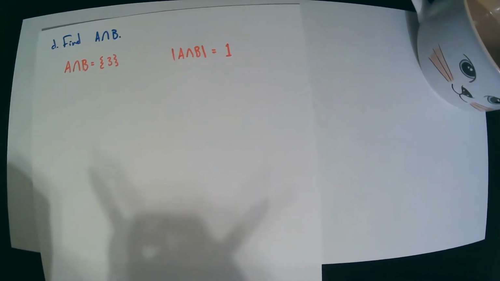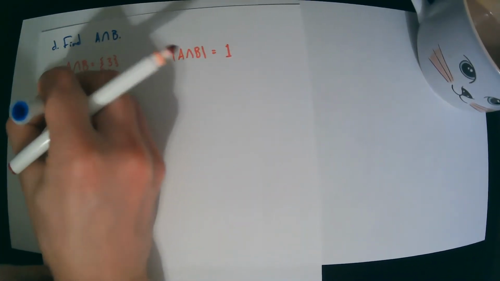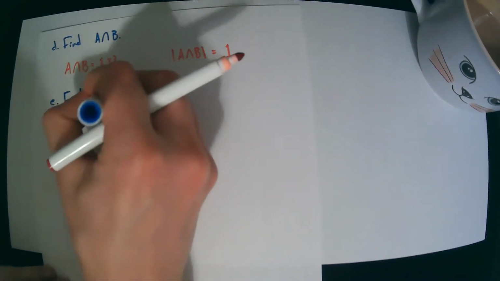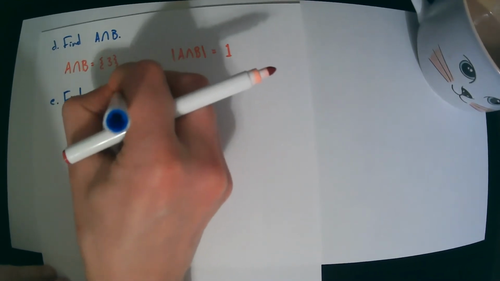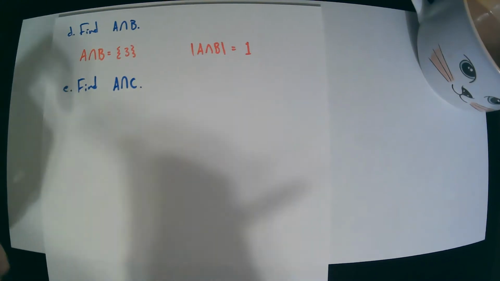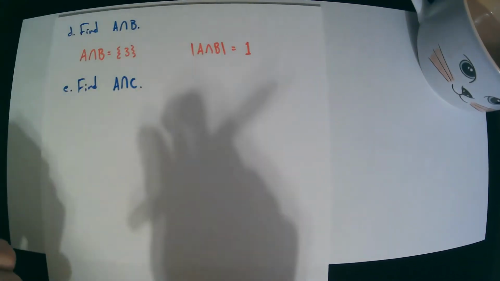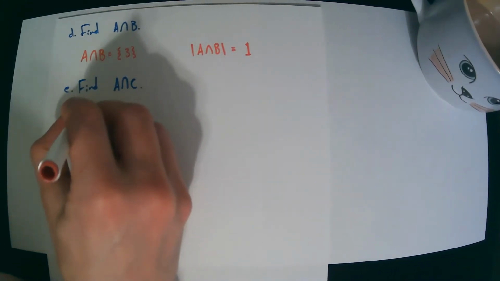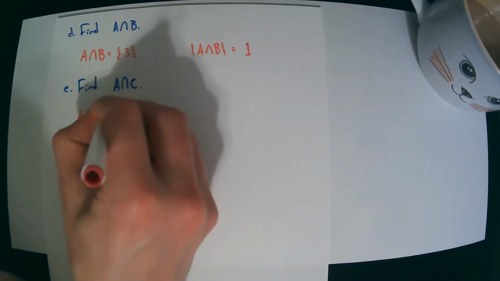Finally, part E says find A intersect C. Now look at A and C. A is 1, 2, 3. C is 6, 7, 8. Do they share anything? The answer is no.